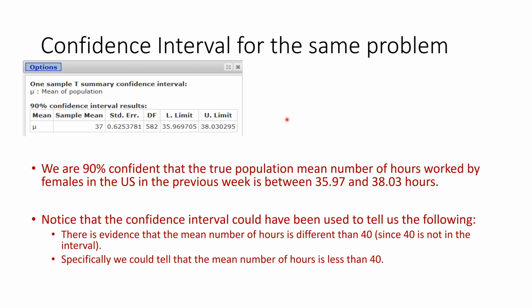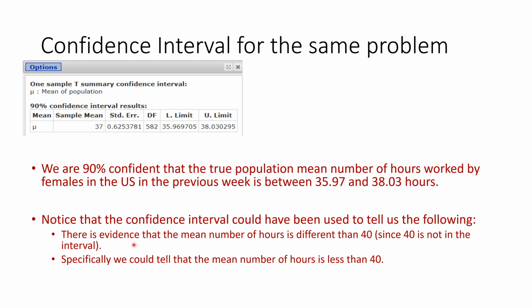You can also use StatCrunch to compute the confidence interval for the same problem. Here is the StatCrunch output. So we are 90% confident that the true population mean number of hours worked by the females in the United States in the previous week is between 35.97 and 38.03 hours.